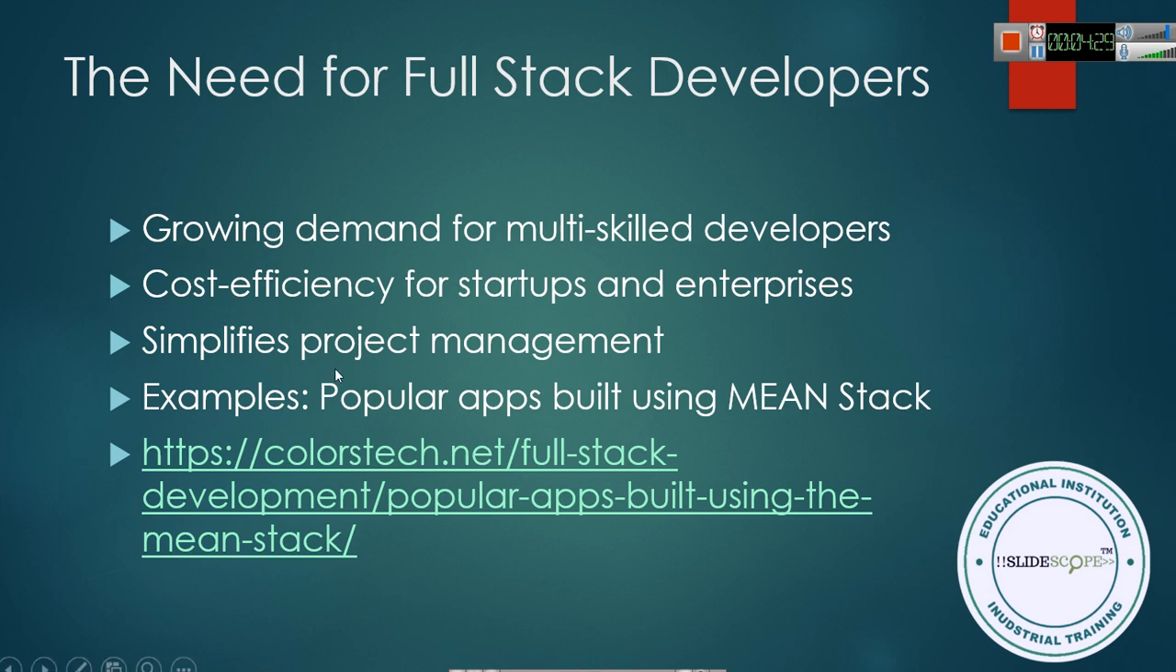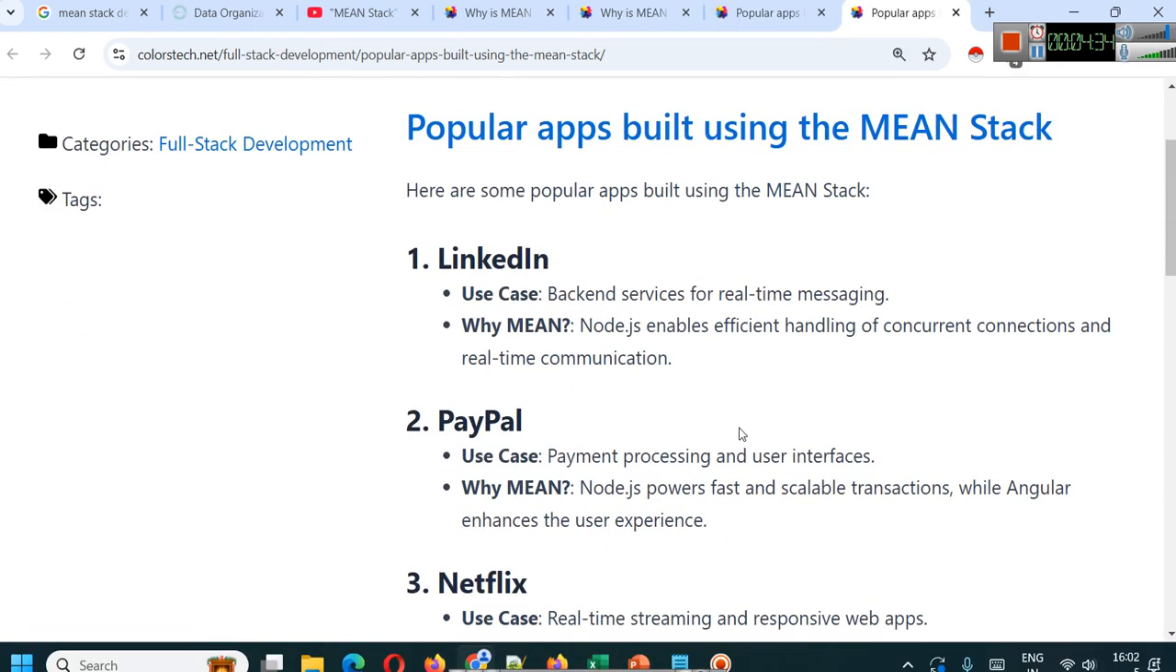Here are some examples of popular apps built using MEAN Stack. I will provide links to these articles in the description below. Some popular apps built using the MEAN Stack are LinkedIn. As per our latest analysis, this is the case. But obviously these are very popular apps, so their development changes. In LinkedIn, the backend services for real-time messaging are there. And why MEAN? Node.js enables efficient handling of concurrent connections and real-time communication.